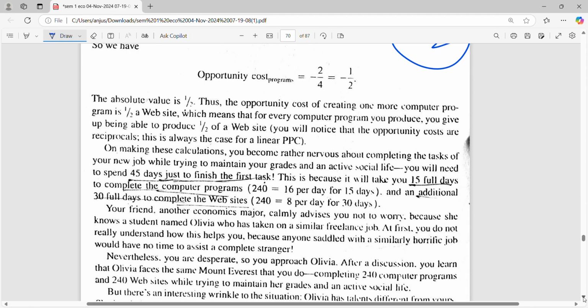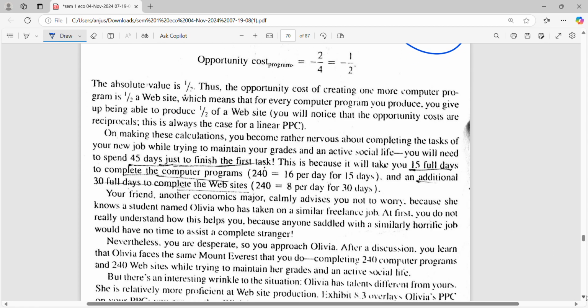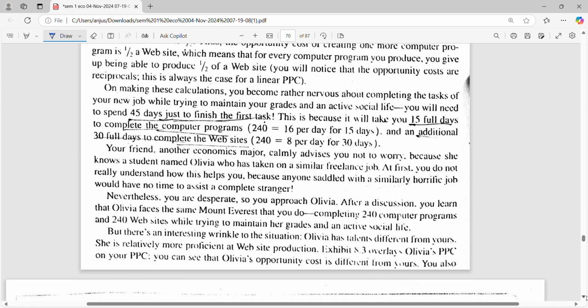Or let's say it in terms of days, you will need to spend 45 days just to finish the first task. That is 15 full days to complete the computer programs, and an additional 30 full days to complete the websites, because that is 2 opportunity cost, 1/2 opportunity cost programs.